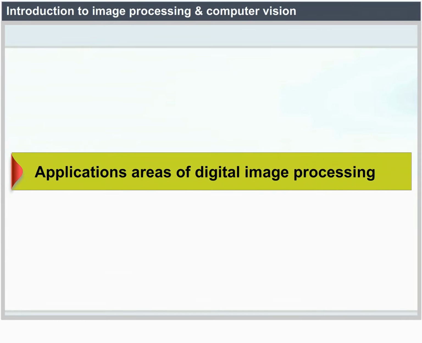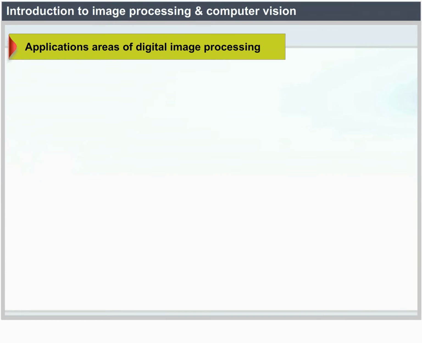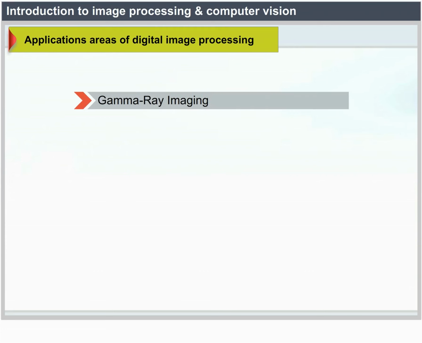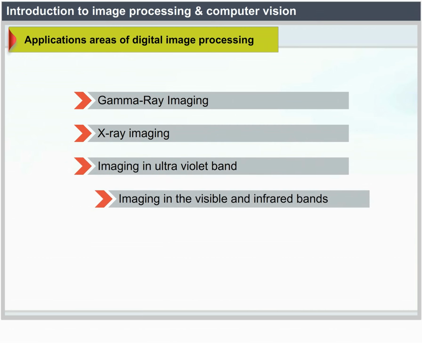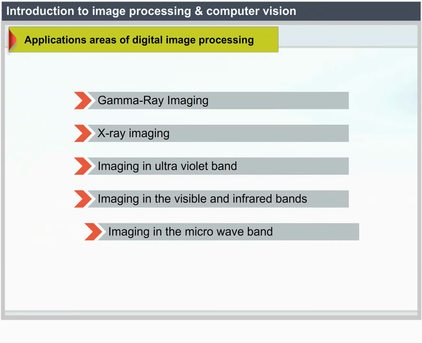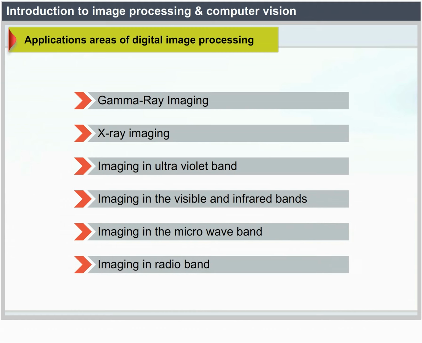Applications of digital image processing: gamma ray imaging, X-ray imaging, imaging in the ultraviolet band, imaging in the visible and infrared bands, imaging in the microwave band, imaging in the radio band.